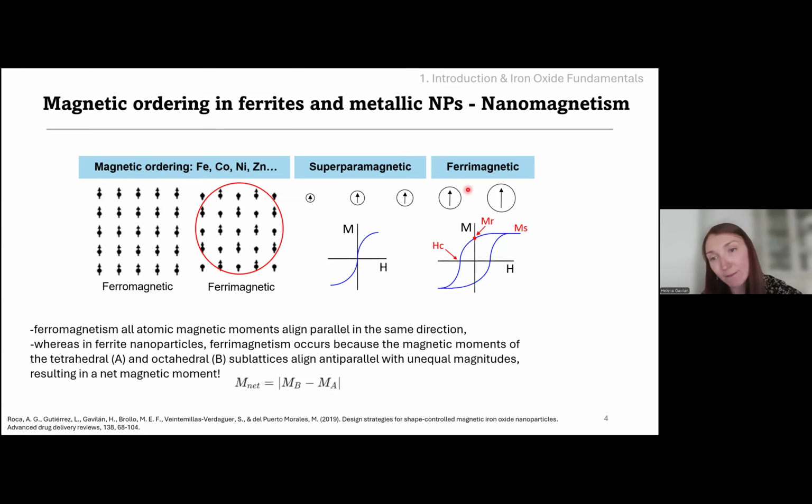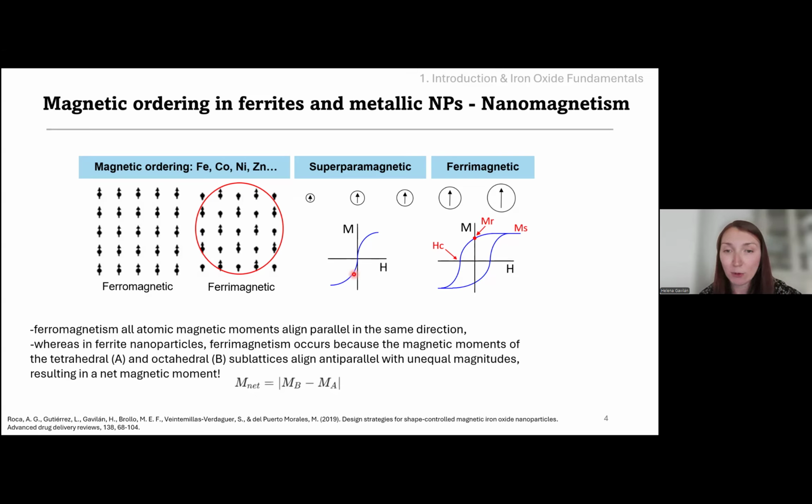What happens if we have bigger nanoparticles? We will enter the ferrimagnetic regime, so we will have some hysteresis. We have this loop, and the path taken when increasing the field is different from when decreasing it. So we will have remanent magnetization if we remove the external field, and we will have some coercivity. We will need a reverse field in order to achieve a magnetization of zero.